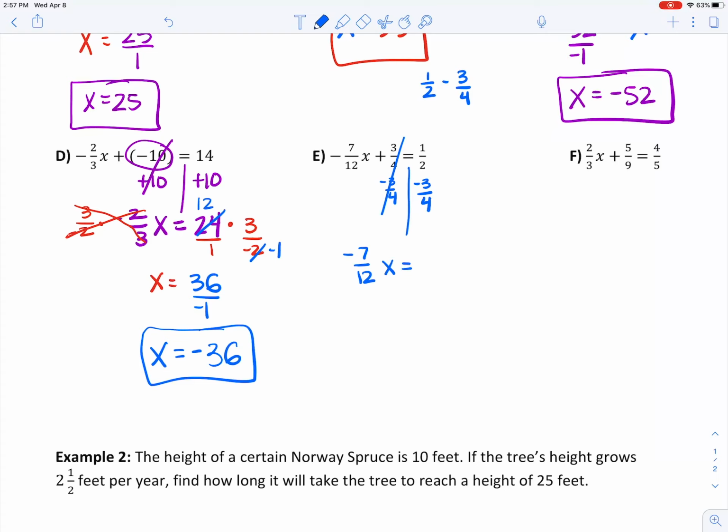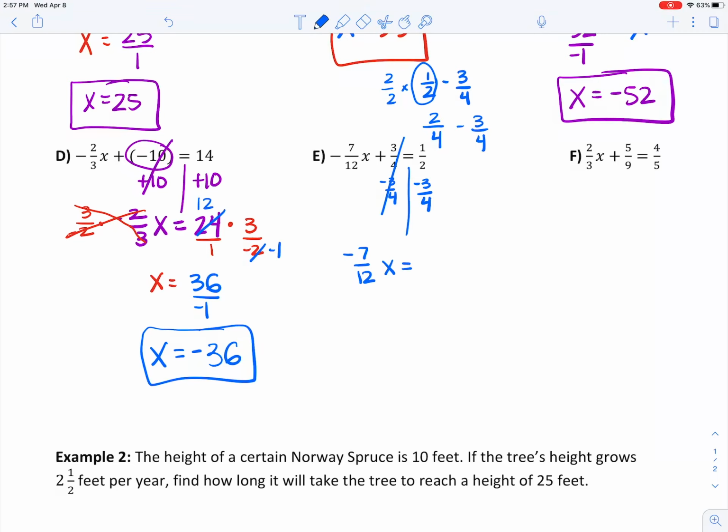minus 3/4. Now if you remember from earlier in chapter 5, we cannot currently subtract these two because the denominators are not the same. 2 and 4 are not the same. Now I do know that this one right here, I can quickly get it into the denominator of a 4. I can do that by multiplying by 2. So if I multiply the bottom by 2, I also have to multiply the top by 2.